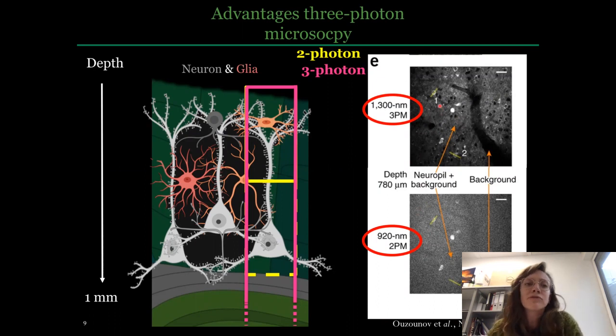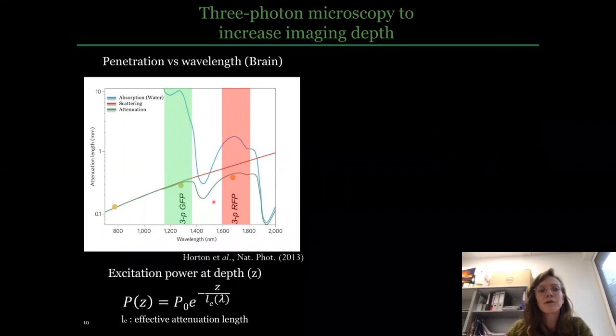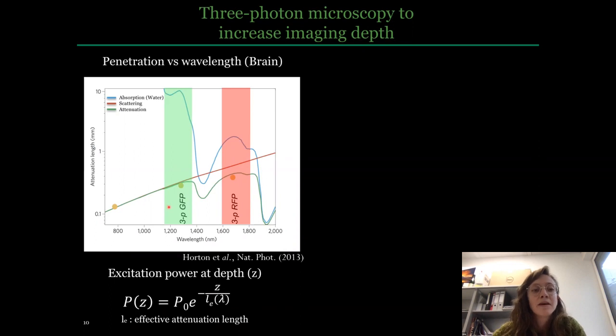So why is 3-photon microscopy advantageous for real deep tissue imaging? First of all, it allows you to shift the excitation even more to the near-infrared, where scattering is reduced. But if you think about maximum penetration depth, you have to consider both scattering as well as absorption, which is mainly dominated by water, which results in 2 optimal spectral windows around 1300 nanometers and 1700 nanometers. These 2 spectral windows could also be used for 2-photon excitation of more near-infrared fluorescent probes.